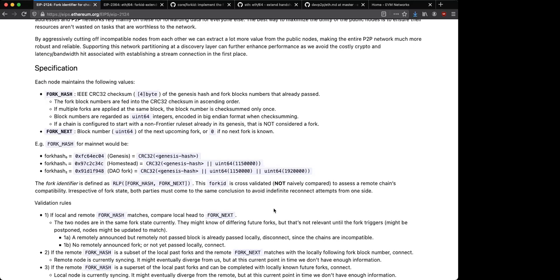Yeah, no, that makes sense. My only other question then would be, how does the fork hash address that?